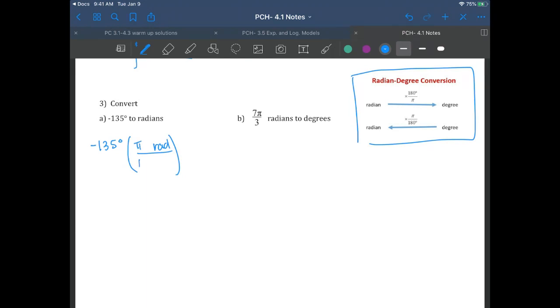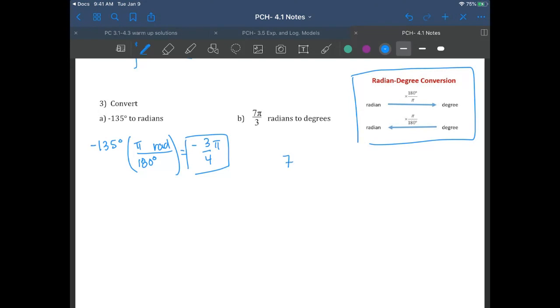1 pi over 180 degrees, and then you simplify. So 135 divided by 180 gives me negative 3 pi over 4. And that's your angle in radians.